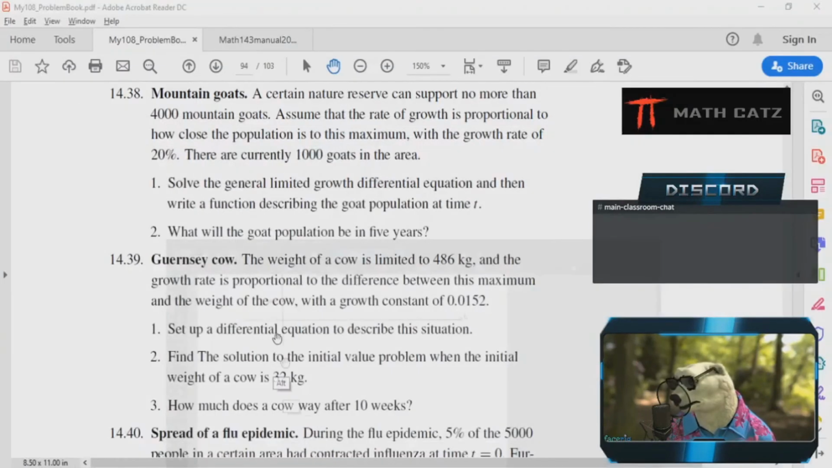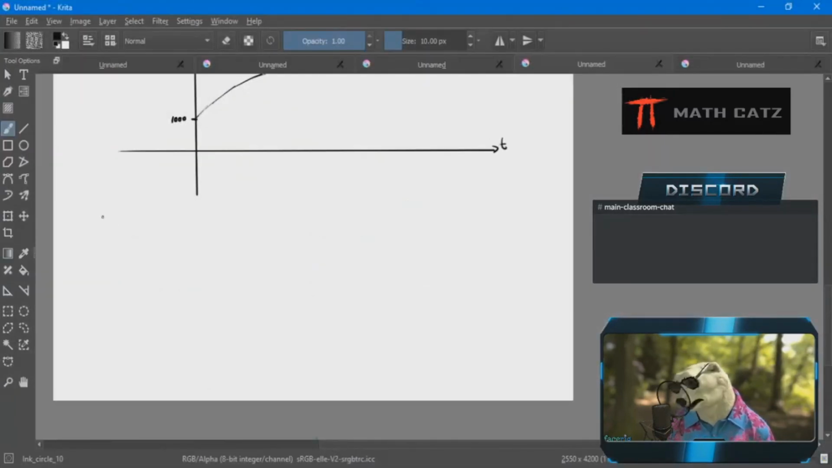So we can answer some questions, I suppose. Solve the general limited growth differential equation. We did that. Write the function. We did that. What will the goat population be in 5 years? That's easy enough to answer.